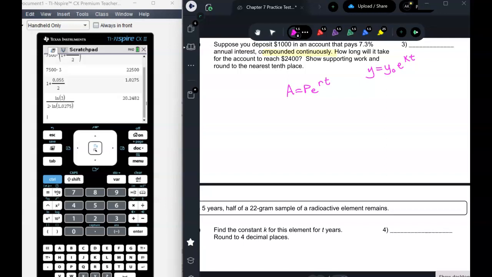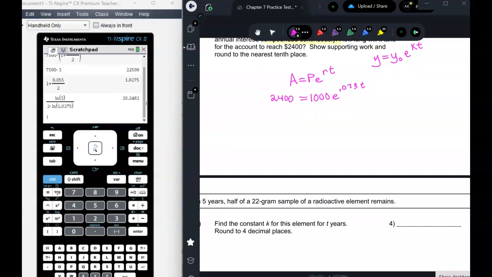Watch, we're going to do the same thing here, but this one's going to be easier. So we're depositing $1,000. So that's going to go on the right side. How much are we going to put on the left side? 2,400. e to the 0.073t. Okay, so now we're going to divide both.